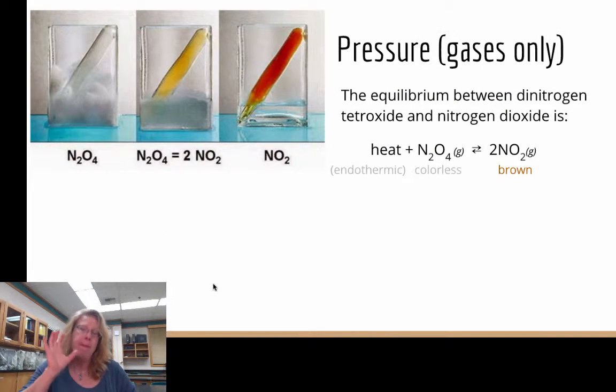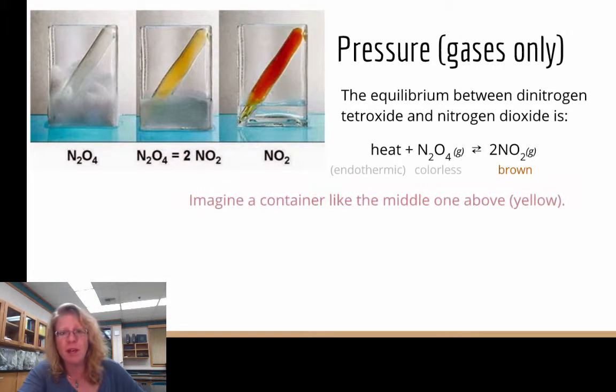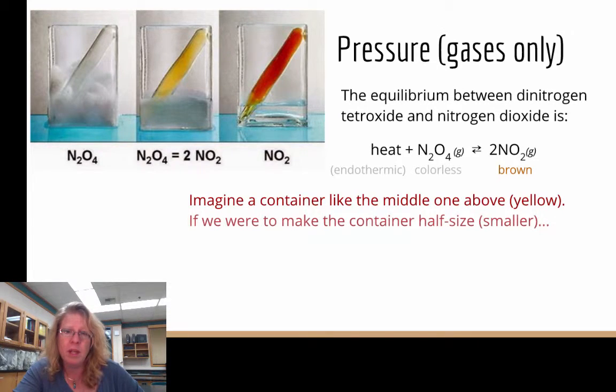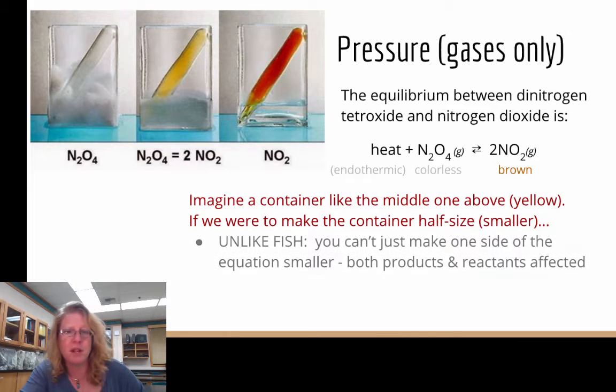Okay, again, this is what happens if we change the pressure of the container. Now, this only applies to gases, and I'm only going to give you a question with gases in it, not a trick question or anything like that. You can't change the pressure of a solution, so it doesn't apply there. So imagine a container like that middle one, the yellow one, and all of a sudden I made it smaller, half size, like somehow took all of that gas and crushed it down into a little bitty container, which effectively increases its concentration.